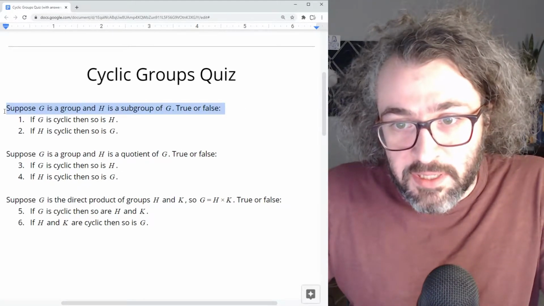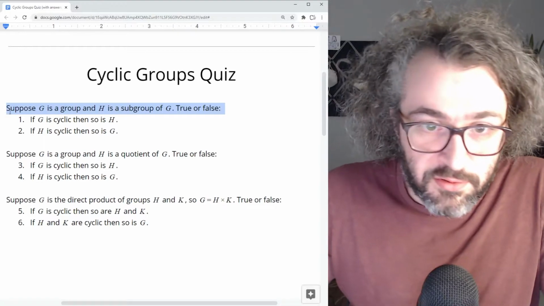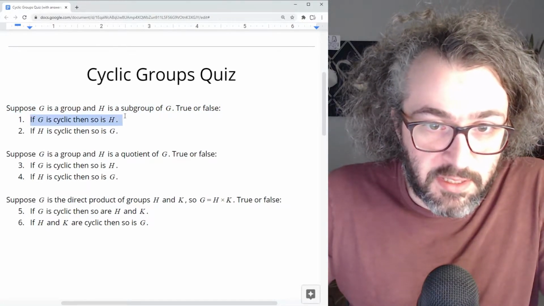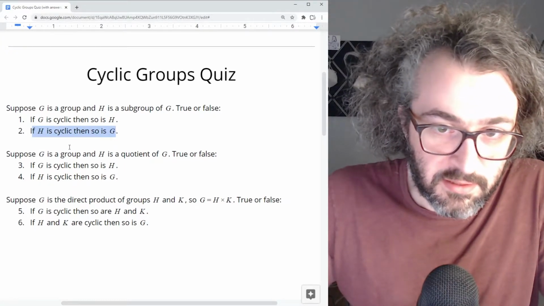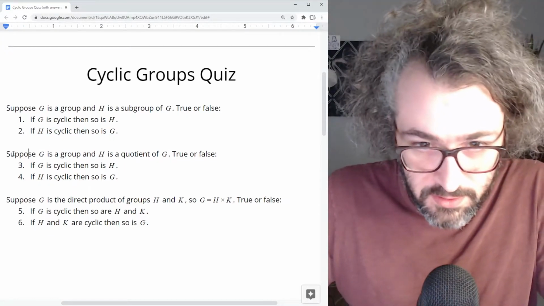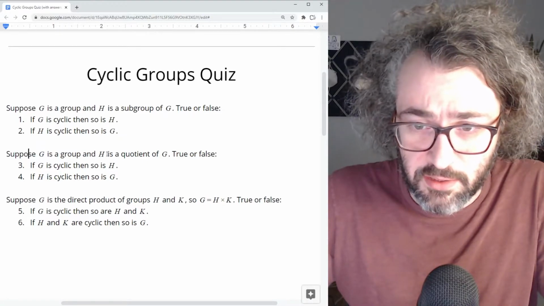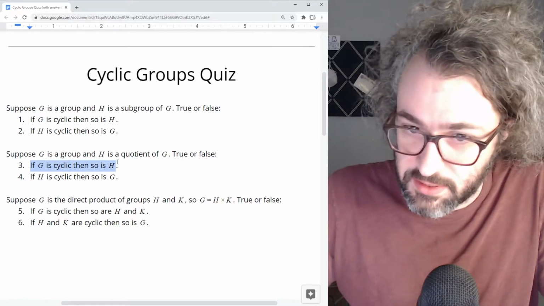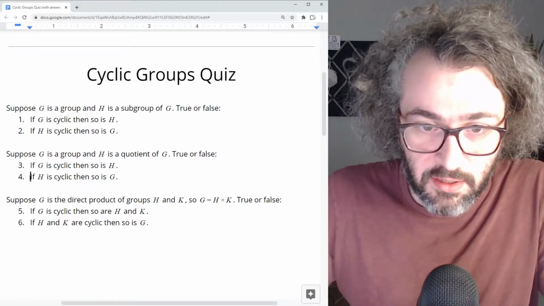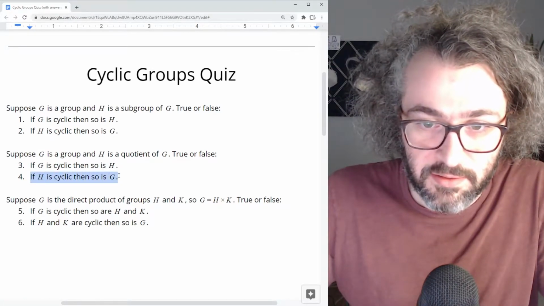Suppose G is a group and H is a subgroup of G. True or false? 1. If G is cyclic, then so is H. And 2. If H is cyclic, then so is G. Suppose G is a group and H is a quotient of G. True or false? 3. If G is cyclic, then so is H. 4. If H is cyclic, then so is G.